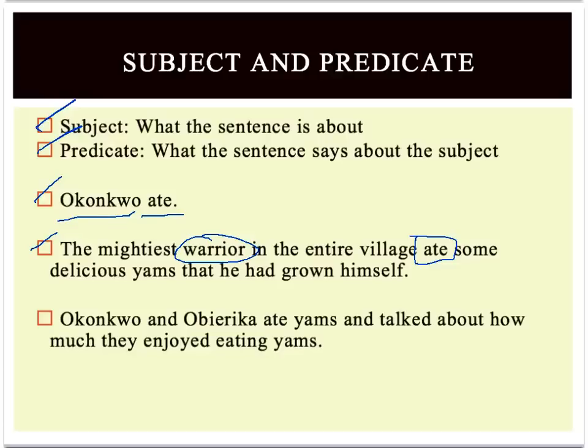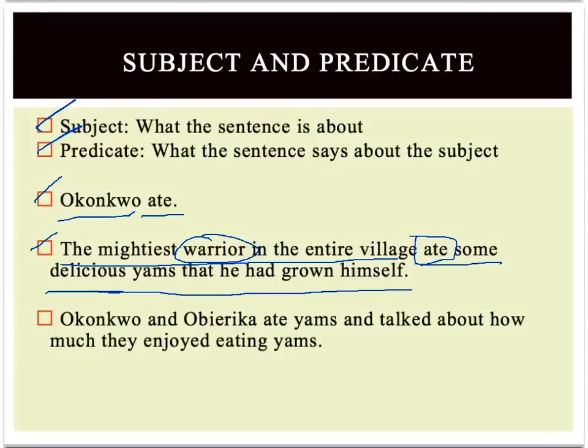But we have a lot more words. The complete subject of this sentence is the mightiest warrior in the entire village. And the complete predicate is ate some delicious yams that he had grown himself. So we can take every word in that sentence and assign it to either the subject or the predicate.